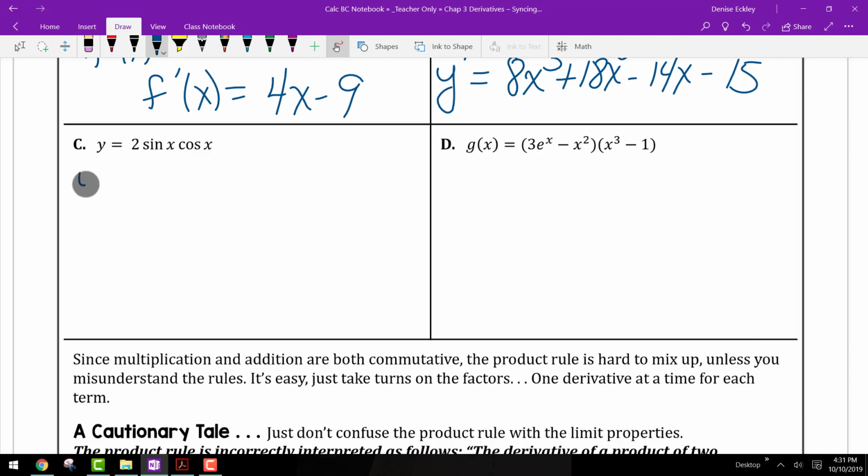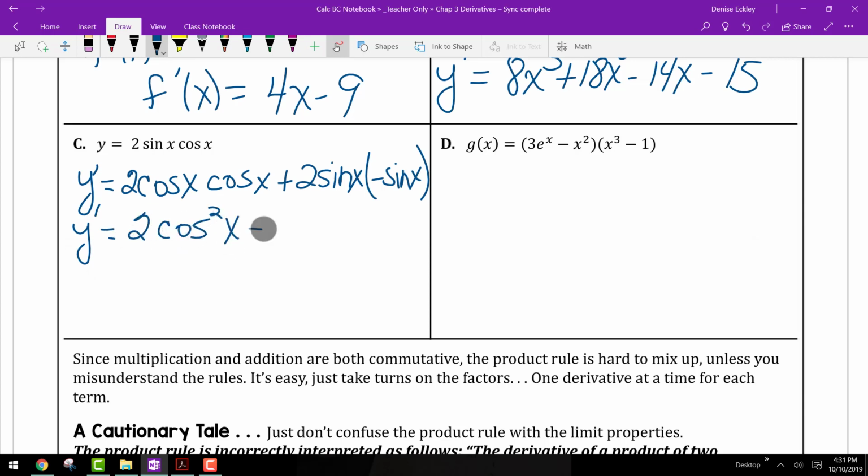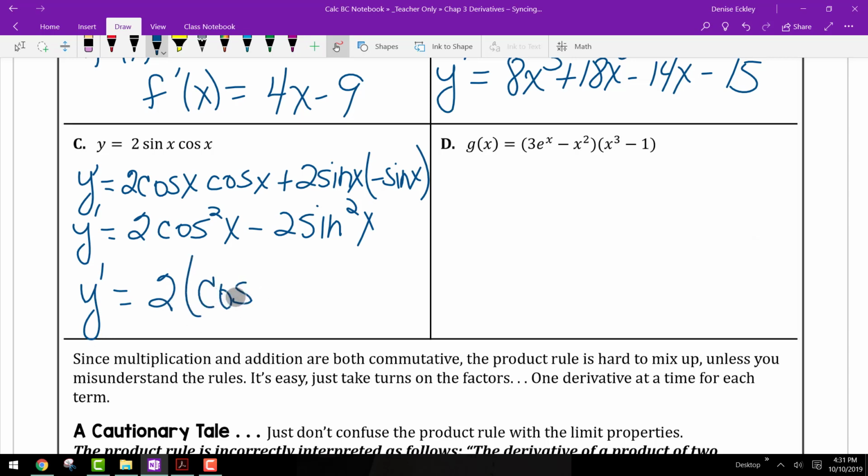So y prime is going to be your f prime, which is 2 cosine x. We can make that part of the f function, times cosine x, plus 2 sine x times the derivative of cosine x, which is minus sine x. So y prime can be written this way: 2 cosine squared x minus 2 sine squared x. Or if you had pulled it out in the beginning, you can just factor out the 2.